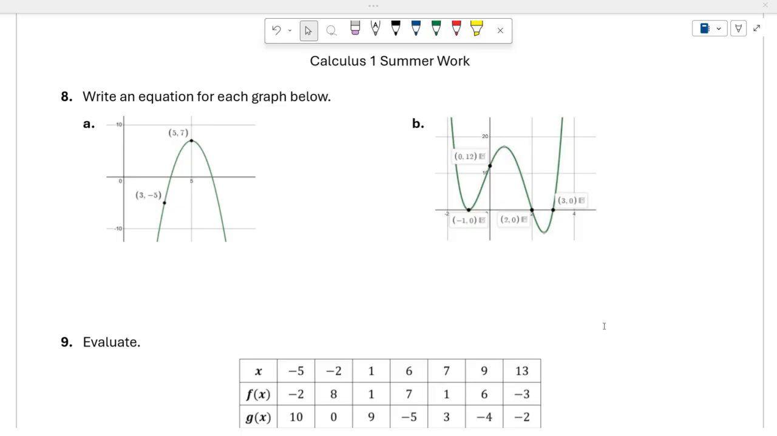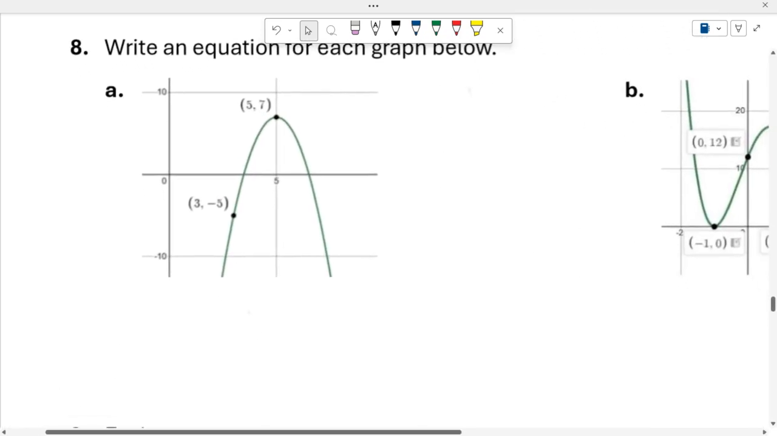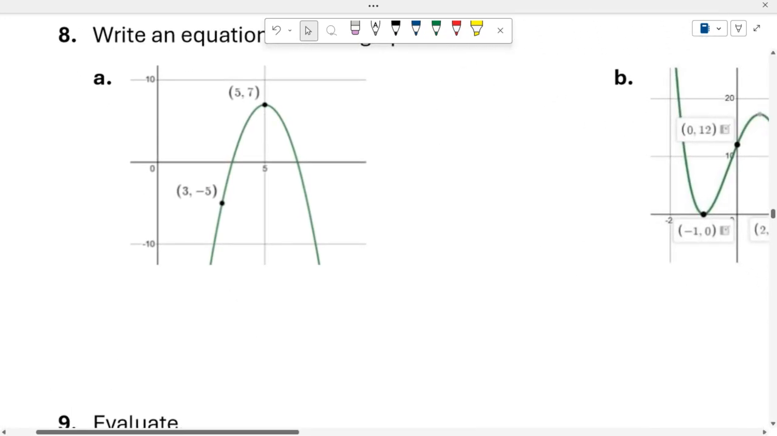In this video, we're going to be taking a look at question number 8. So question 8 says, write an equation for each graph below. So for both A and B, we have a graph and we're looking for an equation. So let's get into it. 8A.